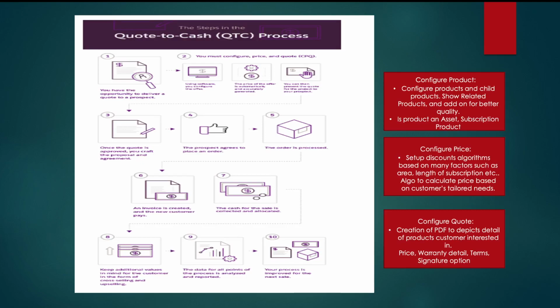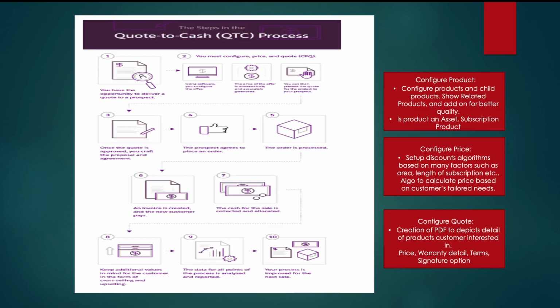CPQ stands for configure, price, and quotes. What it does is we configure the products. So we configure products in a bundle, or we have a single product which could be a subscription. A product could be a service or a good. So we have to configure a product depending upon what type of product we are selling.